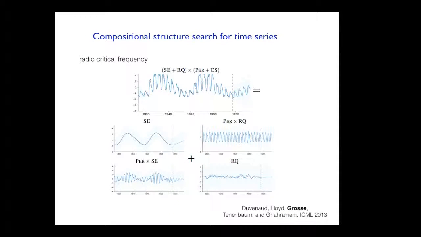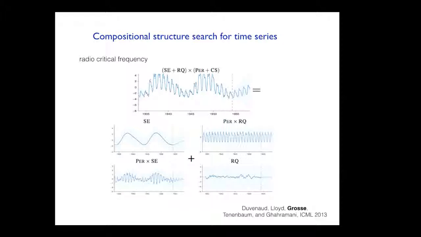What this yields in the end is, for a particular time series data set, a highly structured kernel that captures that data. And so this consists of sums and products of 4 different primitive kernels. And once we have this representation, we can decompose the time series into interpretable components. In this case, this is the data set of radio critical frequency. This is the highest frequency that can be broadcast at any particular point in time. It depends on atmospheric conditions, solar activity, and things like that. And this data set turns out to decompose into a smooth function plus a periodic function plus a periodic function that changes in amplitude plus some noise.